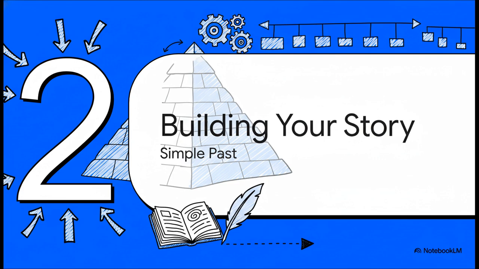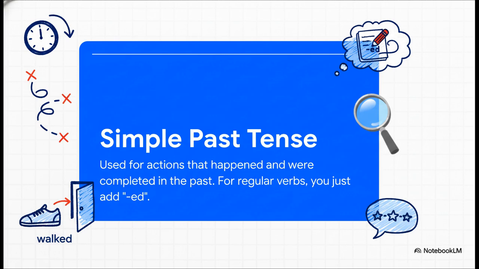We're going to begin with the foundation of any story about the past. This is the workhorse of storytelling, the simple past tense. This is where it all begins. And the great thing about the simple past is that it's, well, simple. We use it for things that are done, finished, totally over. Just think about your routine yesterday. Every little thing you did was a completed action. And for most verbs, the rule is so easy. You just tack on an ed at the end.